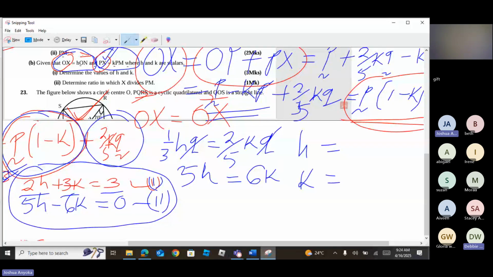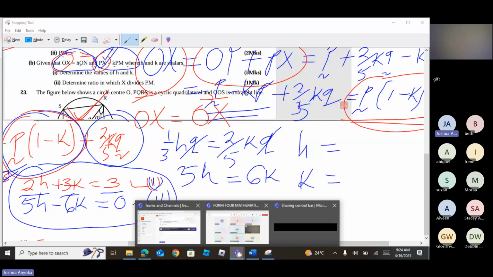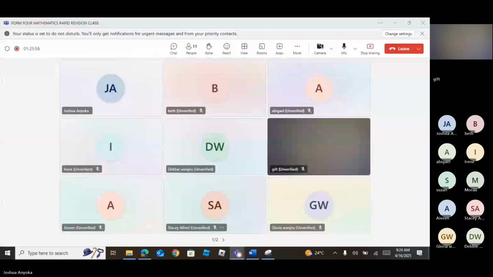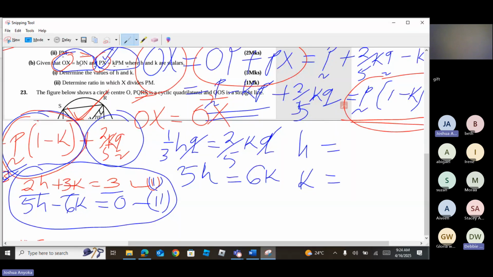Ana amemaliza? Mwenye amemaliza tuambie. Raise your hand and give us the value of x and the value of y. Yes, Gift. Gift, value of h. Unmute yourself.